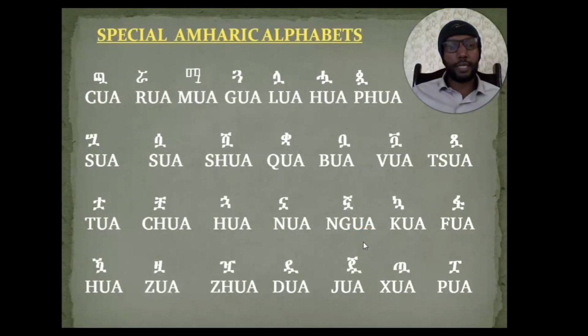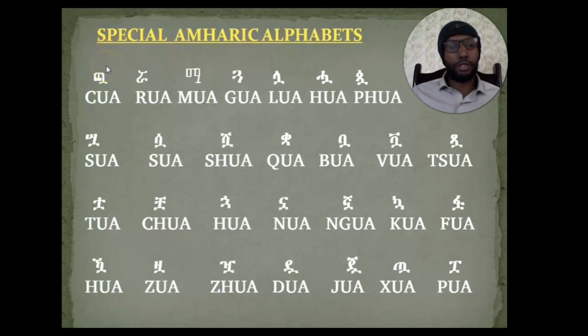In the previous session we saw the 34 basic Amharic alphabets and their subgroups in total. After that, we started looking at the special Amharic alphabets. We said that these special alphabets are not used daily in Amharic, in writing or in speaking. They are used only sometimes, or barely used. But we need to know them. So, let us start.